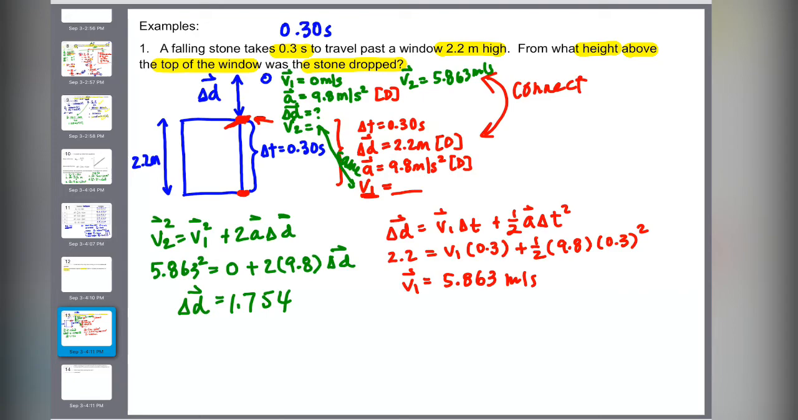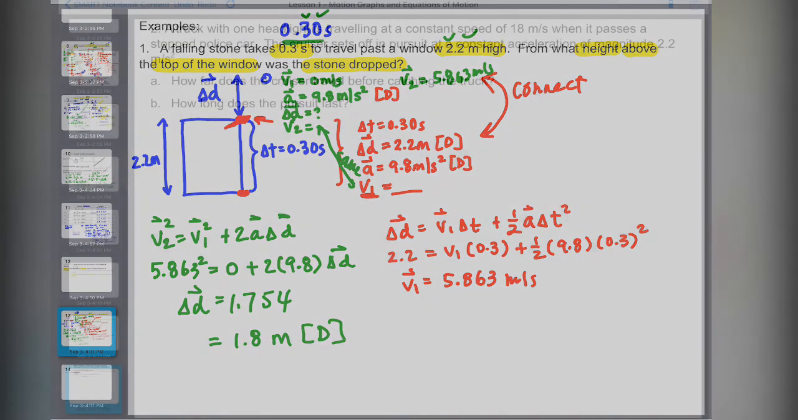I did change my value to 2 SIGDIGs. So 2, and then the rest of them, 9.8 is also 2. So I'm going to keep 2 significant digits. So 1.8 meters down.